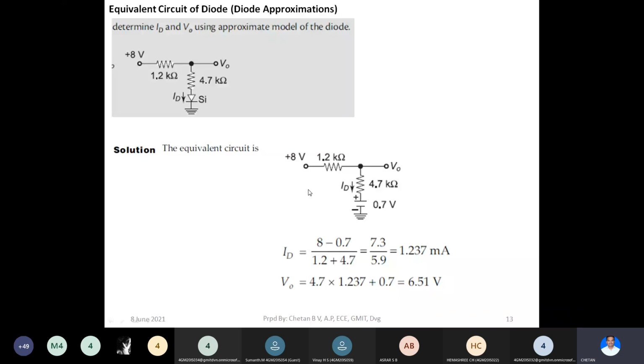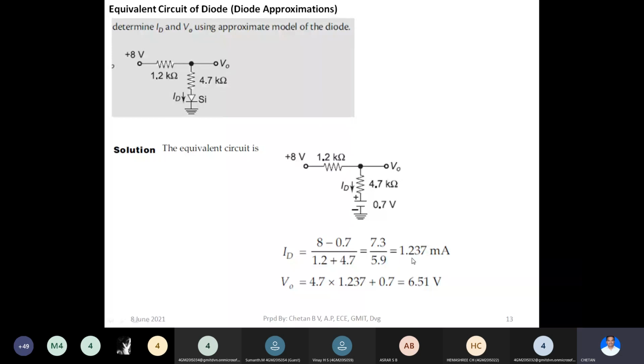The second part of KVL is the summation of IR products. As we are traversing in this direction, this is the first resistance. Therefore, ID into 1.2 plus ID into 4.7. So at one end of the equation, you have 8 minus 0.7, which is the summation of EMFs, which is equal to, at the other end, that is at the RHS, ID into 1.2 plus ID into 4.7. Therefore, by making simplification, you get 8 minus 0.7 in the numerator divided by 1.2 plus 4.7. You end up getting 1.237 milliampere after simplification.